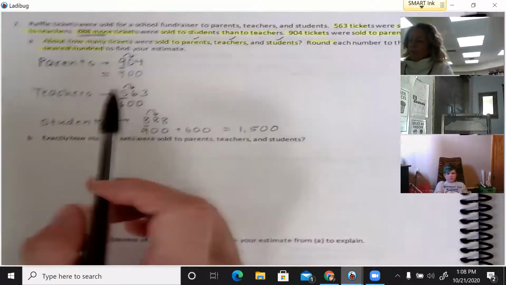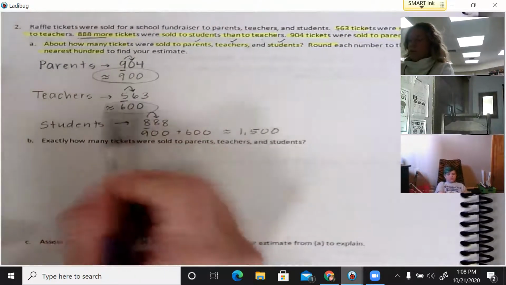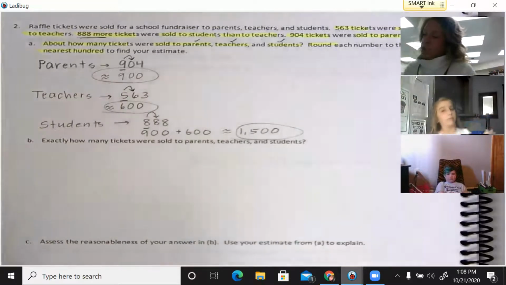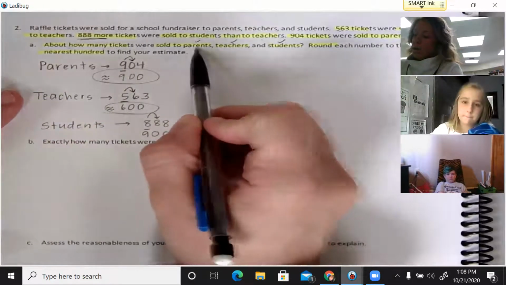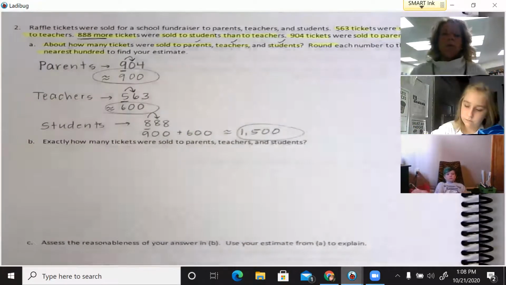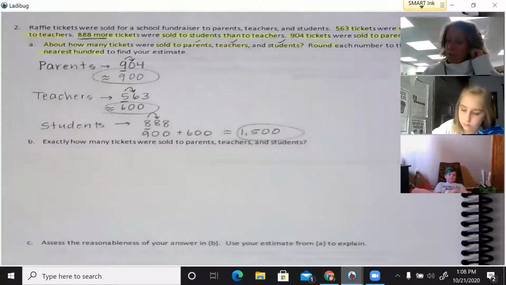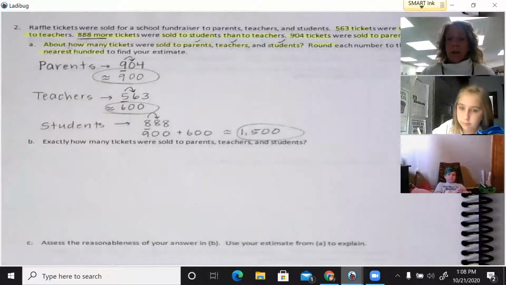Okay, so now that we have each of these rounded values, the question's asking about how many tickets were sold to parents, teachers, and students. What would I do to find my answer? Because step 1 was rounding all the numbers. Now I have to solve. So what am I going to do next?